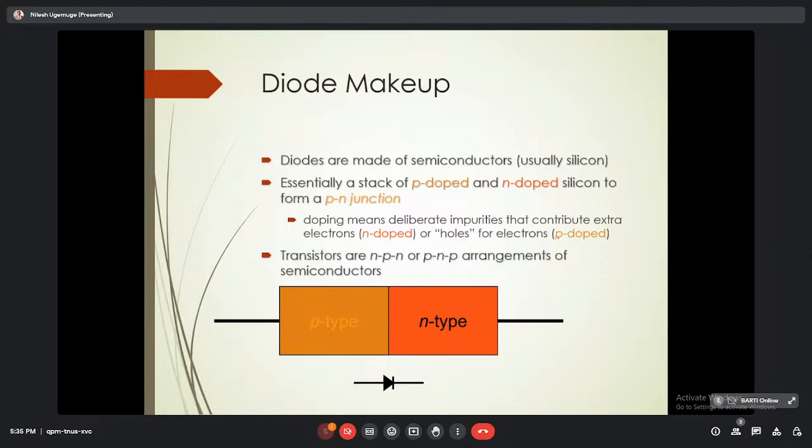And accordingly, we know that negative charges are called electrons, and if we are having positive charges, we consider them as holes.